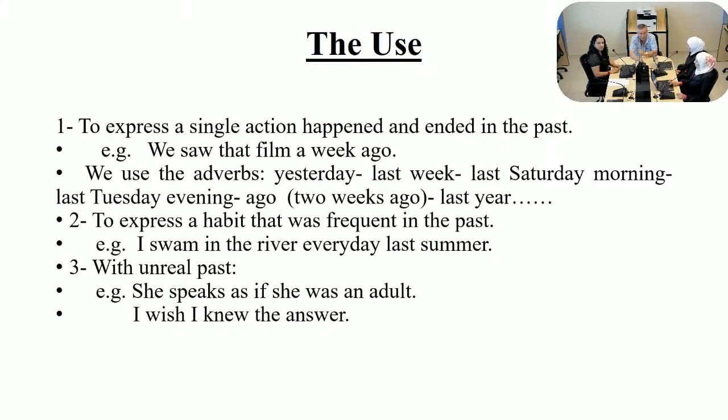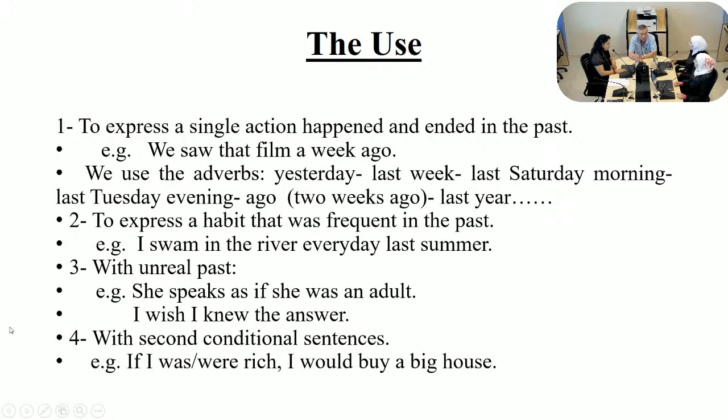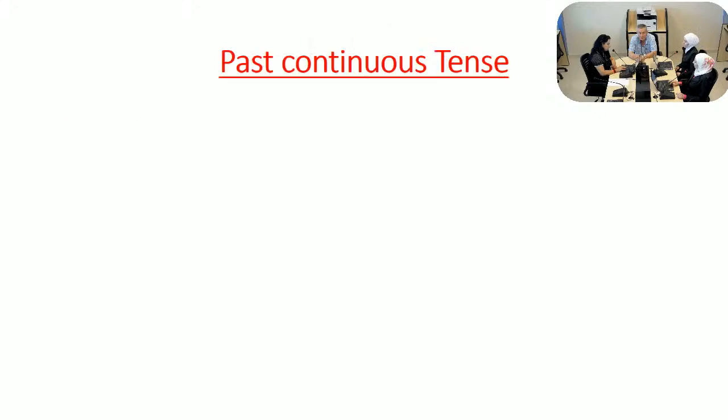The second use is to express a habit that was frequent in the past. Example, I swam in the river every day last summer. Third, with unreal past. Example, she speaks as if she was an adult. I wish I knew the answer. Fourth, with second conditional sentences. If I was or were rich, I would buy a big house.